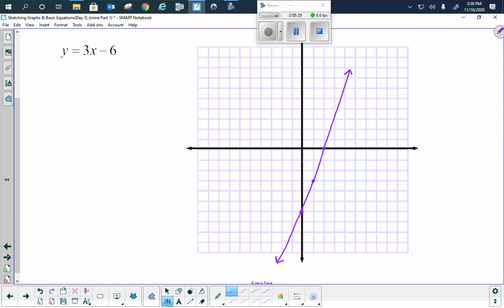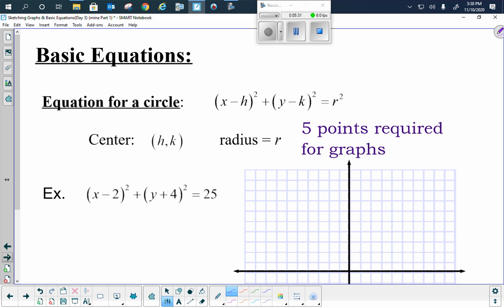All right, so let's get to some basic equations. These are equations that you're going to have memorized, and then you will use the translations and other things that we've done previously. The equation of a circle: (x minus h) squared plus (y minus k) squared equals the radius squared.